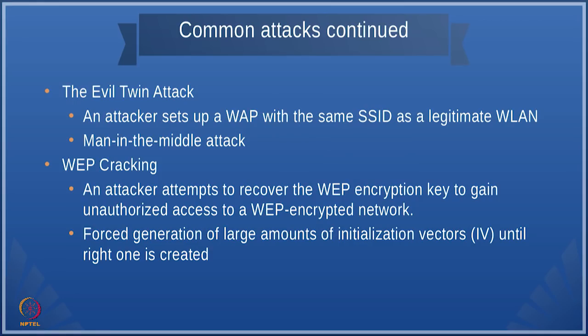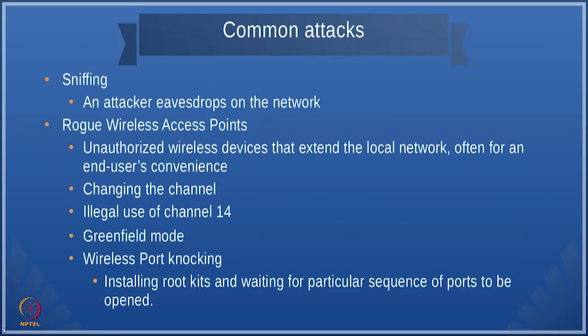And the final one that we can do is WEP cracking. The difference between the evil twin attack and the rogue access point is that the rogue access point could be installed by the company itself, and with the evil twin, you actually install the same WAP maliciously to get malicious data. WEP cracking is something, as I told you, that Aircrack-ng can be used for.